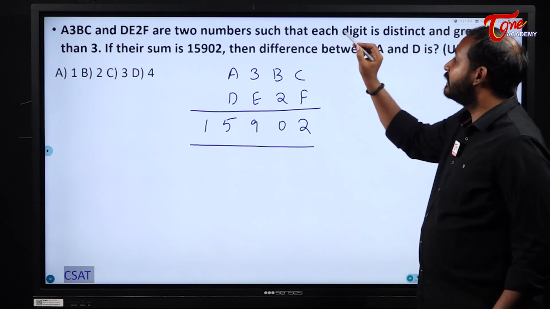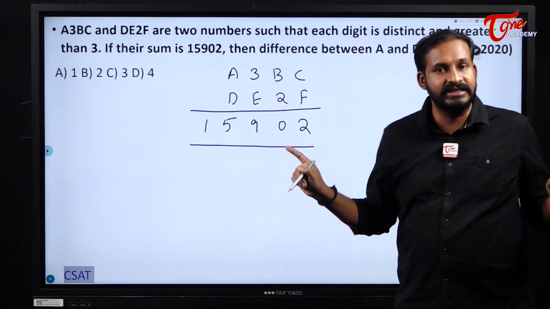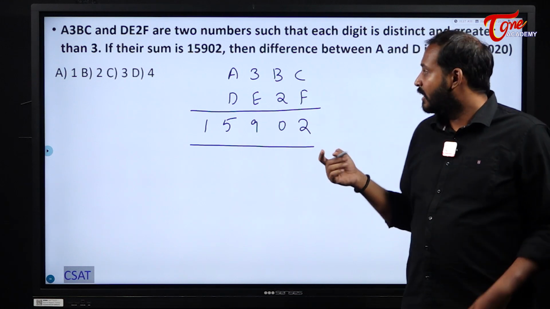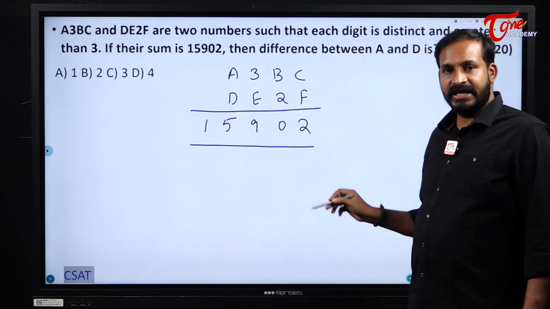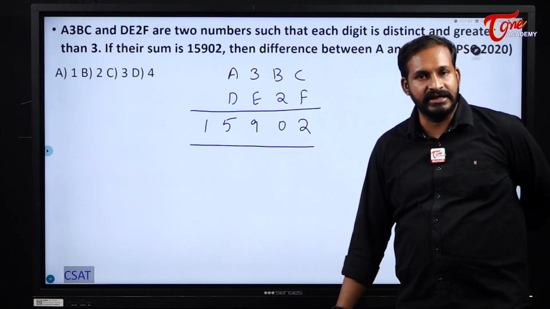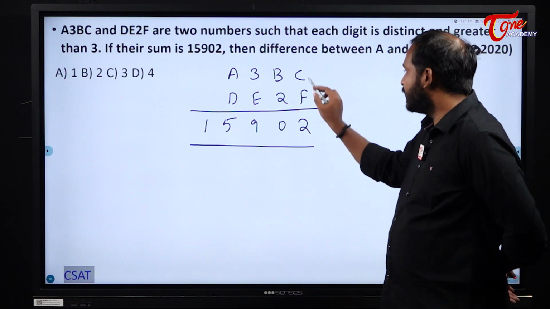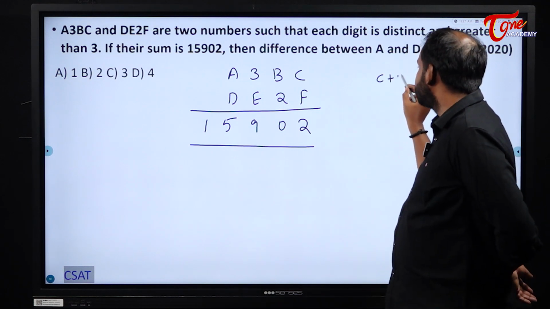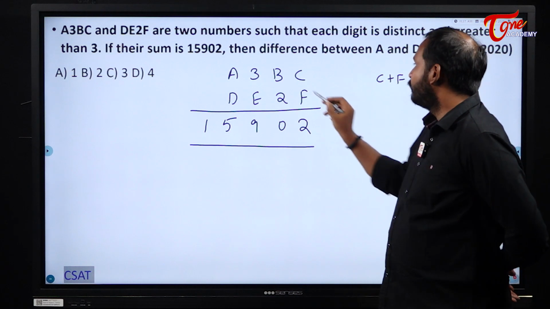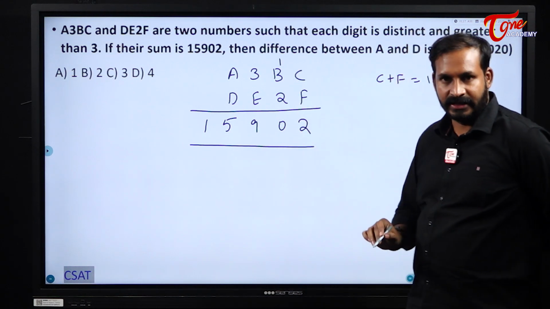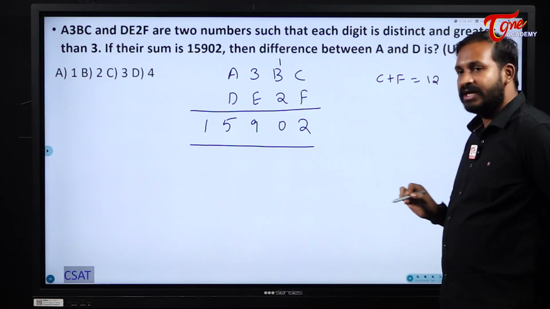See here they are telling that all the digits are distinct digits and greater than 3. And now tell me, I should add C and F so that I should get a units digit as 2. So only chance for me is what? 12, right? That means C and F value should become what? C and F value should become 12. 1 will go as a carry and 2 will come here. Now tell me what are the values of C and F I can take?